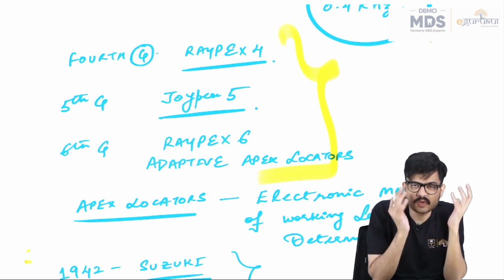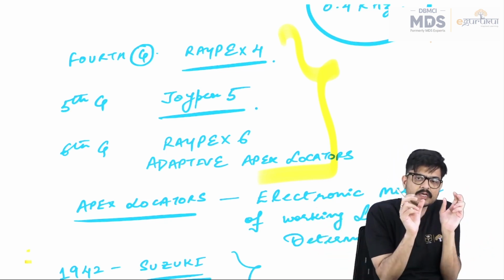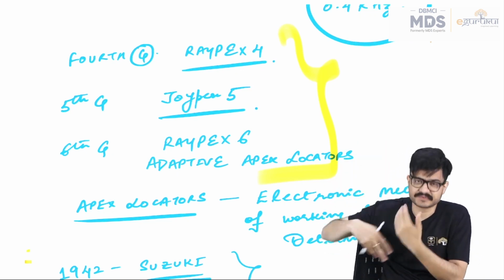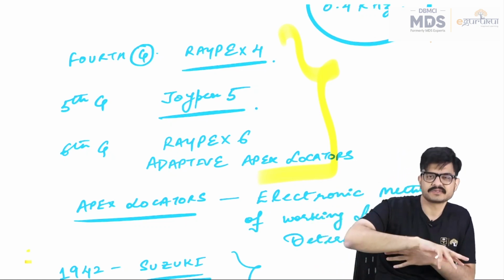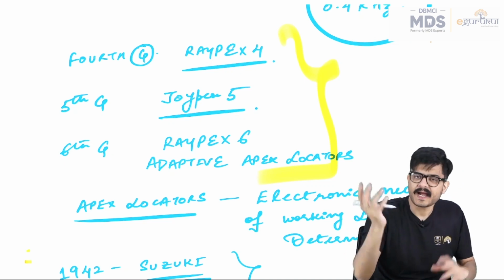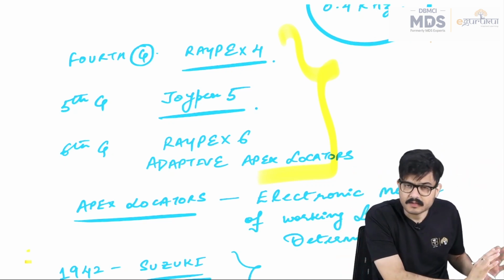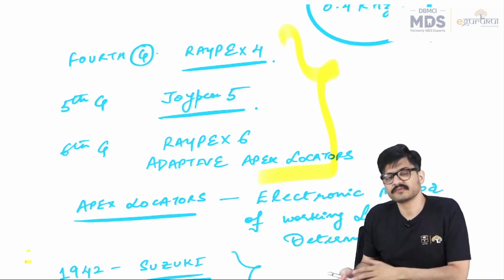Third generation philosophy was the one which actually changed the way Apex locators were manufactured, in which they were using, number one, alternating current at different frequencies. Now you're just adding algorithms. You're just adding more frequencies or more values at one particular frequency and claiming that our Apex locator is better than the others. Right? That's it. You don't have to go into details of what frequency and so on and so forth.